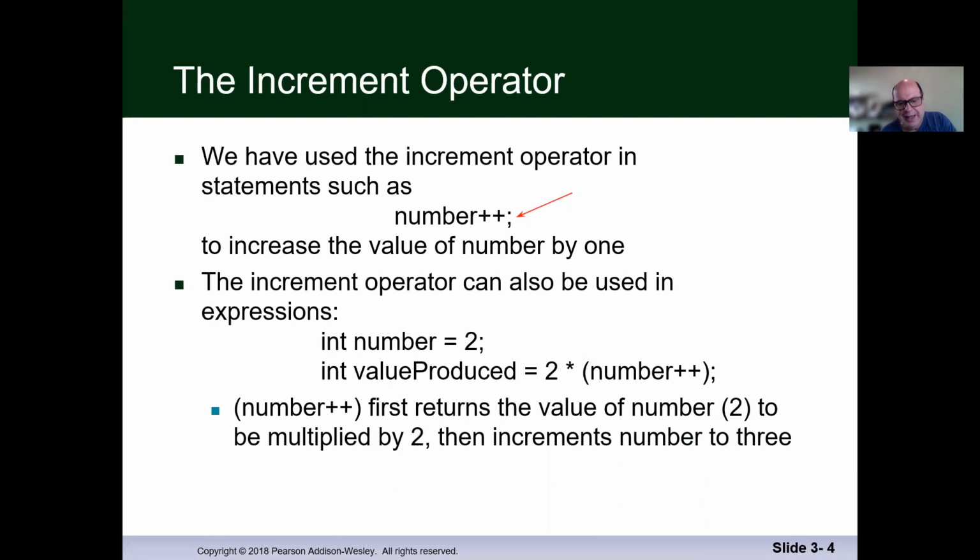So what happens here, because the plus plus is on the right side, is it's going to use the value of number, then it's going to add one to it. So right now my number is 2. It's going to use that 2. It's going to multiply by 2. It's going to get 4. It's going to put the value 4 in value produced. And then it's going to add 1 to my number, which now becomes 3. So that's what's happening over here.